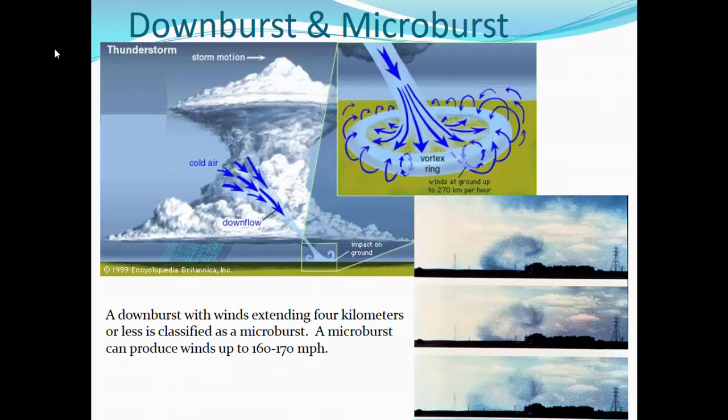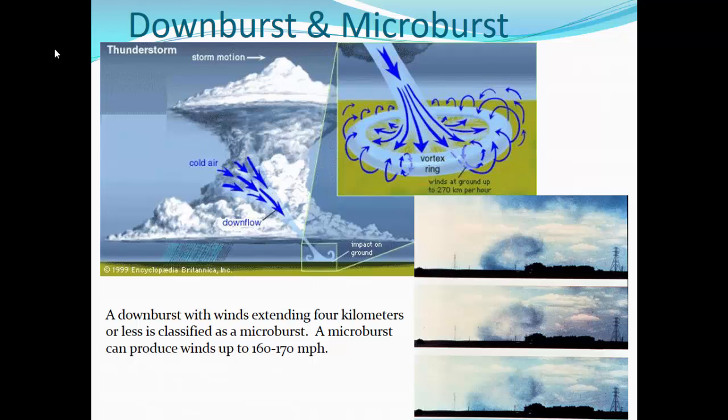Downbursts can be quite large, creating large outflow boundaries as seen in the radar image on the previous slide, or they can be quite localized. In this image on the upper left, cold air being entrained into the mid-levels of this thunderstorm moves downward with greater weight, higher density, and rushes to the surface, creating an impact on the ground in a very small area. And when we have these downbursts that extend 4 kilometers or less, they're classified as a microburst. And as you can see, these microbursts can produce winds of well in excess of 160 miles per hour, creating that little vortex ring we see in that image.